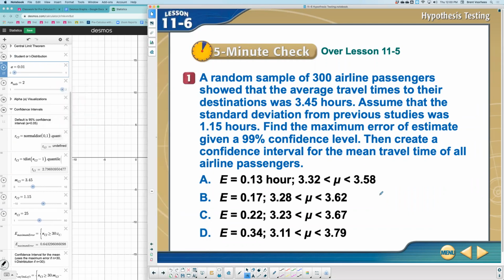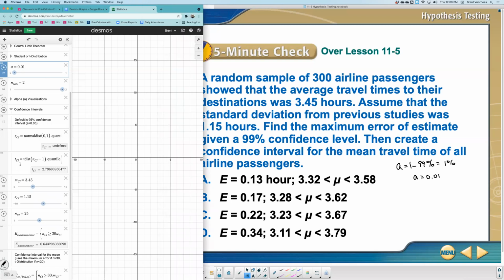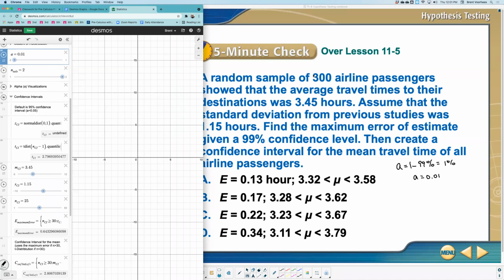Now, here's how I'm getting this. The alpha is always 1 minus that confidence level amount, which is 99%. So you subtract 99% from 1, or 100%, and we get 1%, which is the same thing as 0.01. So that's my alpha here. And now the number of samples. We weren't given any number of samples here, unless, oh no, here we are, 300. So we're looking at 300.